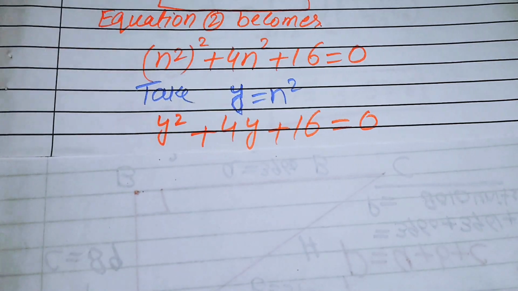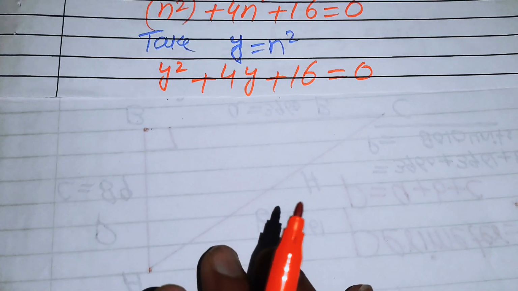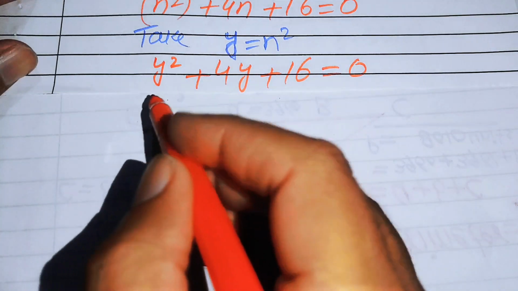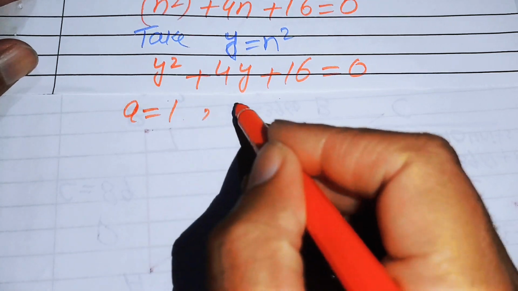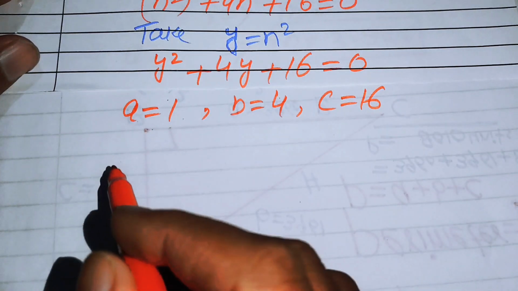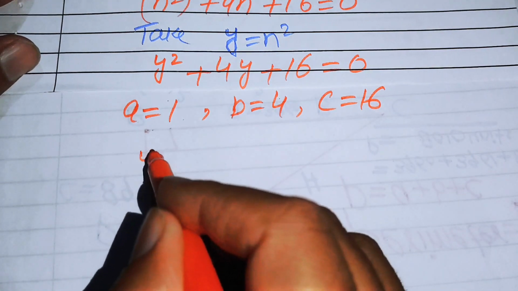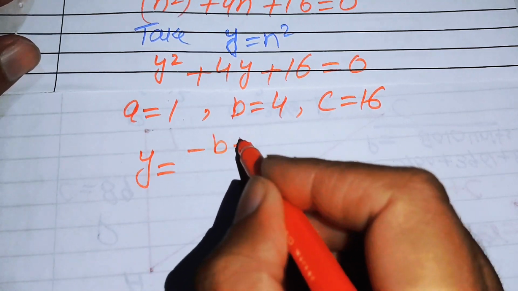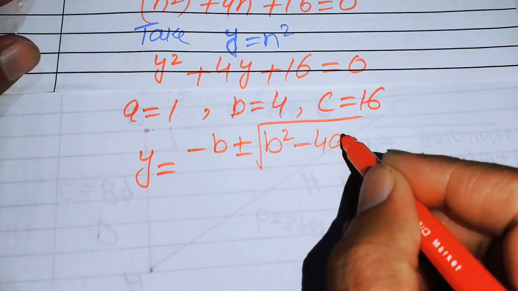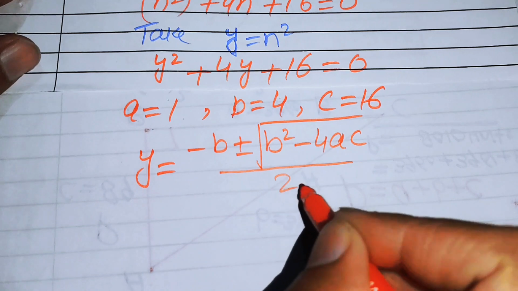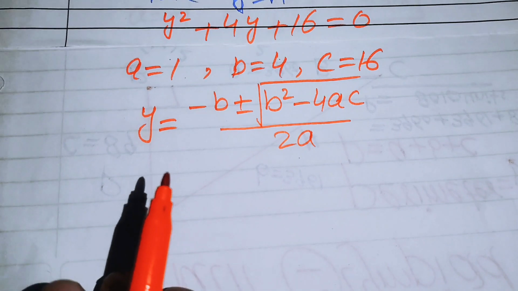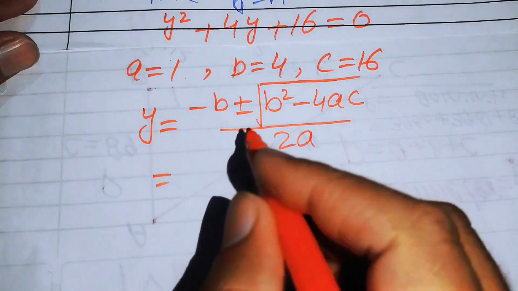So after substituting this value, this equation becomes a quadratic, and now we can easily solve this problem by using the quadratic formula. Here we have a equals 1, b equals 4, and c equals 16, and our quadratic formula is y equals minus b plus minus the square root of b squared minus 4ac, all over 2a.